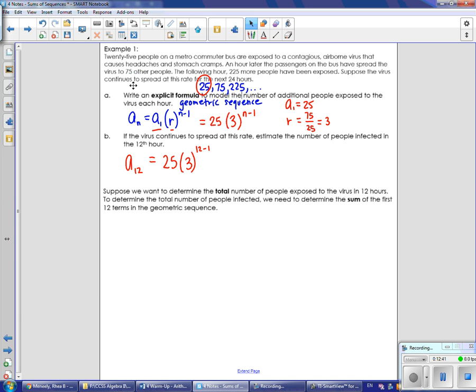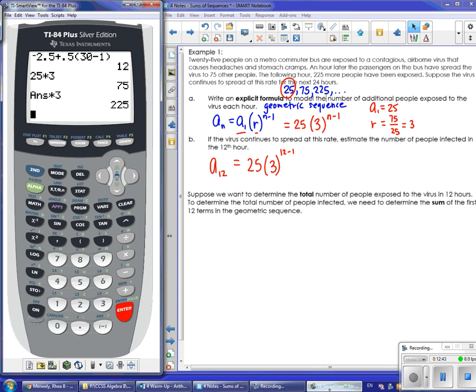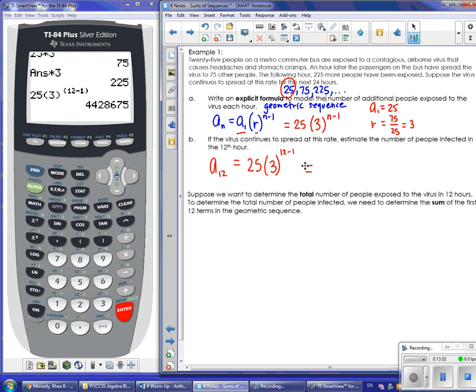And then I can have the calculator up at the same time. Okay, and so I want to take 25 times 3, and I want to raise that to the 12 minus 1 power. There we go. So that looks like 4,428,675 people in 12 hours have been infected by this virus.